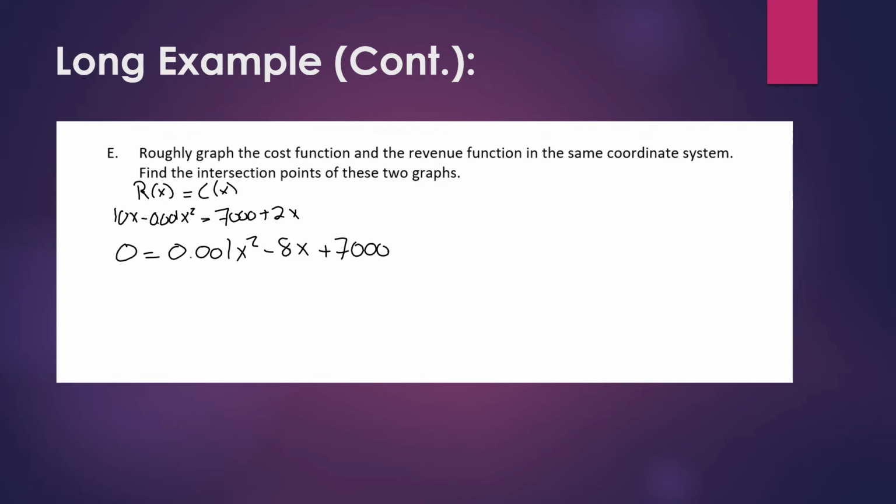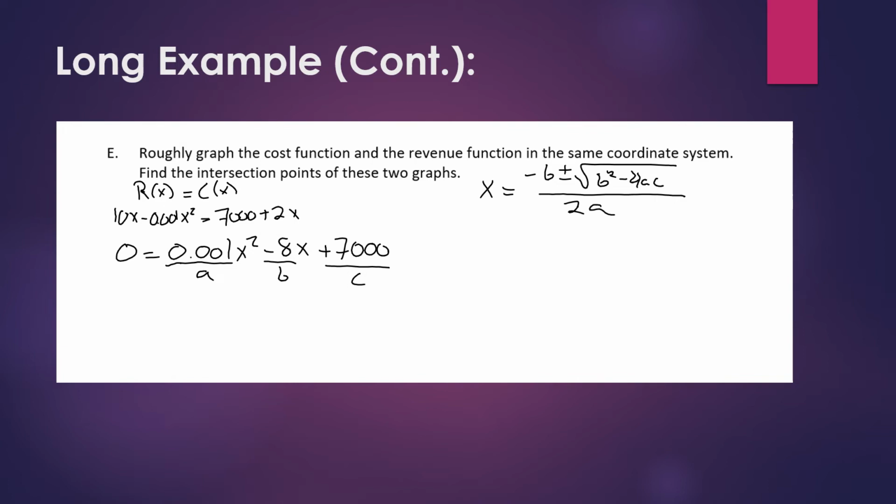Unless you're really good at factoring, you might be able to come up with something to factor here. But this would be my a term, this is my b term, and this is my c term. So remember, the quadratic formula says it's negative b plus or minus the square root of b squared minus 4ac, all over 2a.